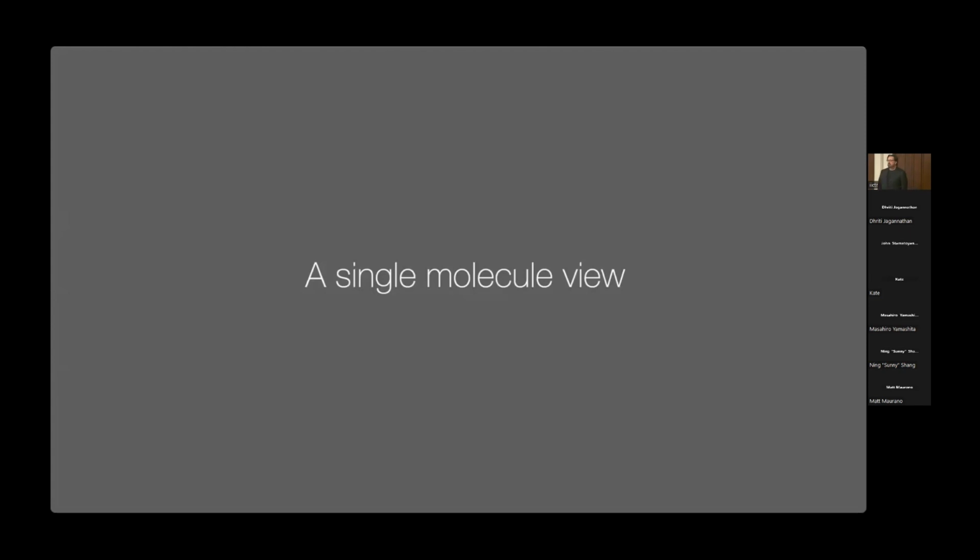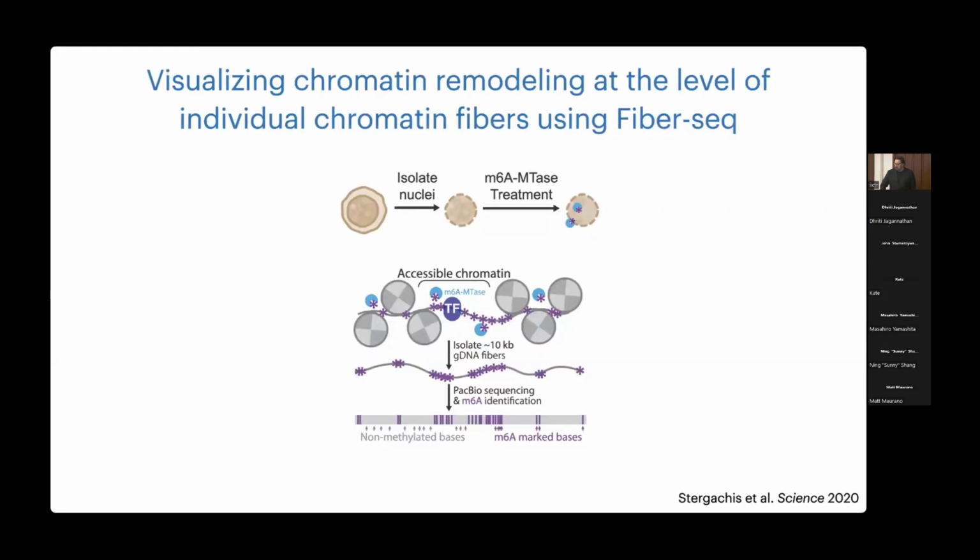And I'm just going to orient you here because a lot of people have not seen this kind of data before. But a couple of years ago, we published an approach for visualizing chromatin at a single molecule level. And what it basically involves is saying, all right, we now have single molecule sequencing. So can we in some way stencil chromatin structure onto a single DNA tape and then read that tape and figure out what happened with chromatin structure? And the answer is yes.